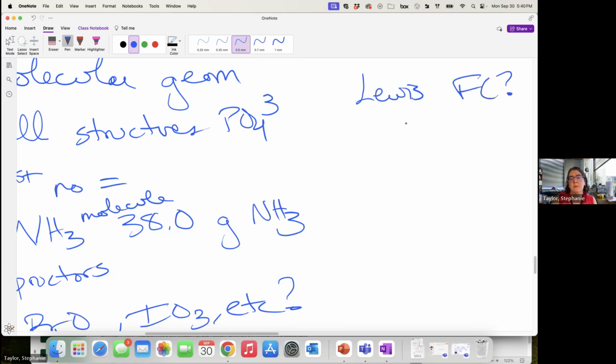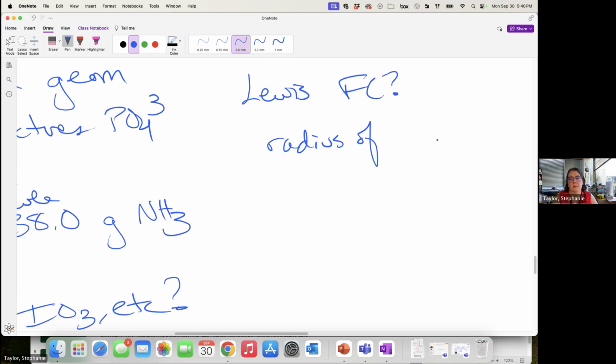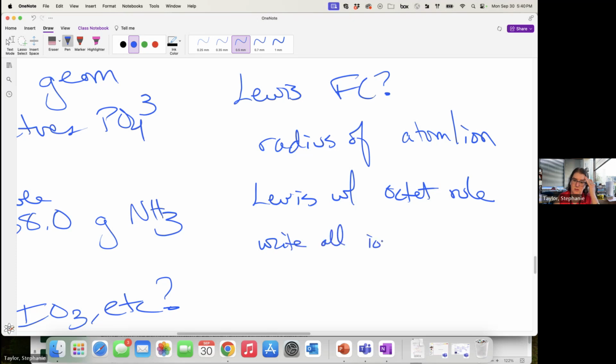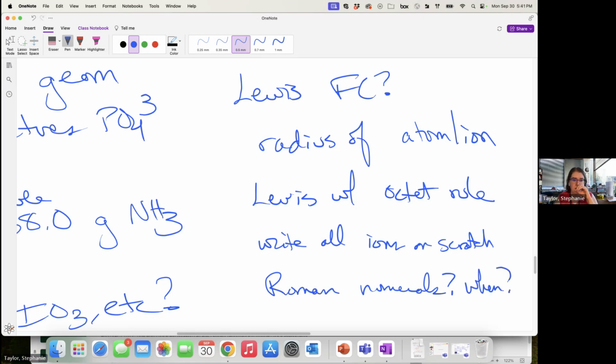Give me just 1 second. There we go. How can you find the radius of an atom or ion? You can go over Lewis structures with the octet rule. Would it be a weird idea to write down all the ions we remember on scratch paper once we get to our exam? And can you go over how to recognize when to use Roman numerals when naming compounds? And I believe that is everything. Okay.